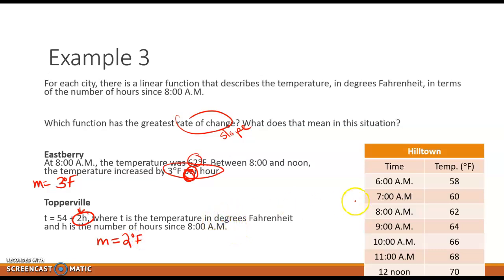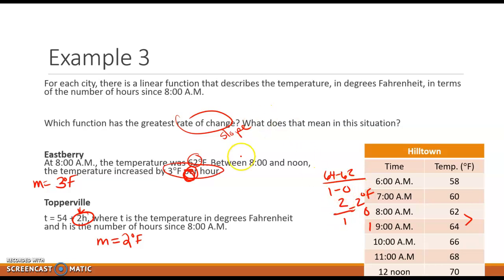And then to figure it out over here, we're going to do some subtraction. We're going to do 64 minus 62 over 1 minus 0. Because this was hours since 8, 9 a.m. would be 1 hour since 8, and 8 would be 0. So 1 minus 0. So 64 minus 62 is 2. 1 minus 0 is 1. So we end up with 2 degrees Fahrenheit.